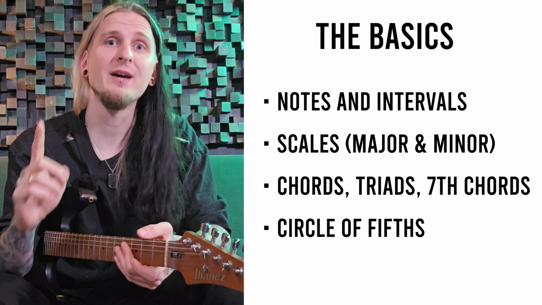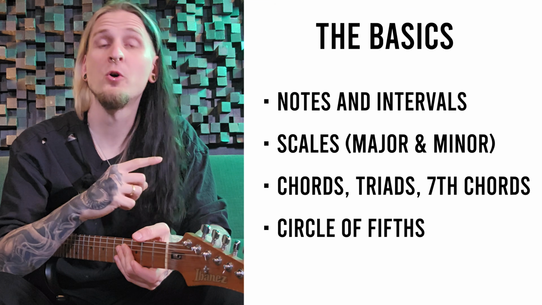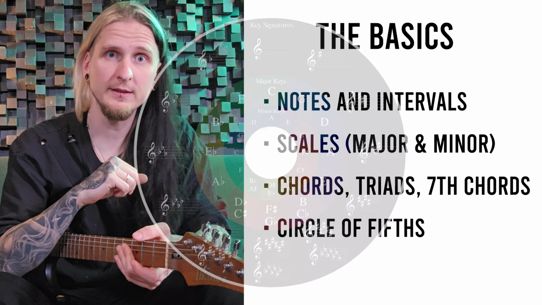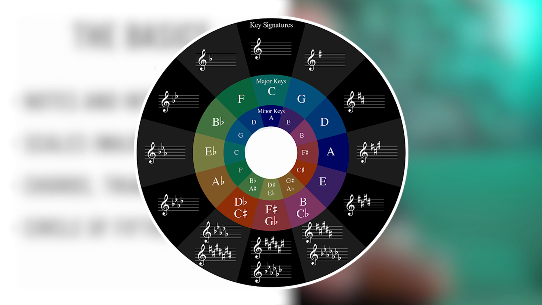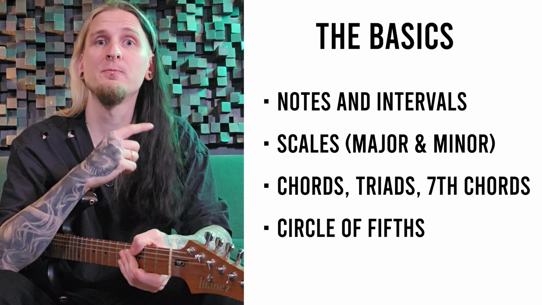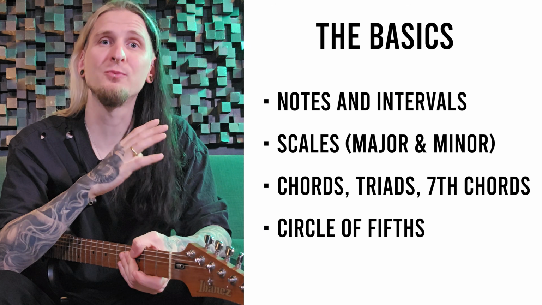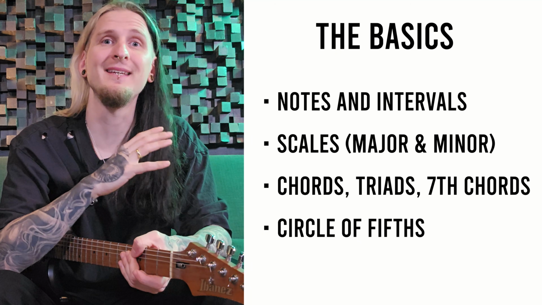This is something I'd like to call the basics. These are absolute must-knows for every single musician out there. So in this first step you have notes and intervals, scales, major and minor, chords, triads and seventh chords, and the circle of fifths as a last optional topic. So that's the first phase or first step. These are the topics you should begin with in this particular order, and everything else will make sense once you've established this quite easy foundation.